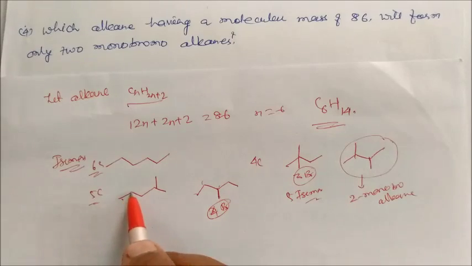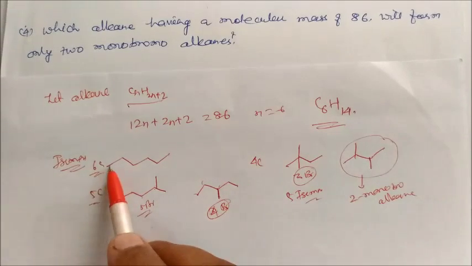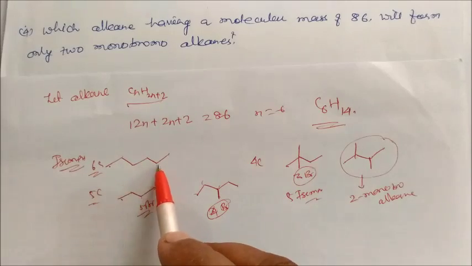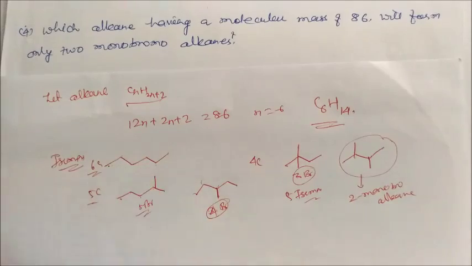In this case, 1, 2, 3, 4, 5, so 5 Br. And in this case, 1, 2, 3 only. Here many are there. If you take the 2, many are there. So only this is the possible answer.